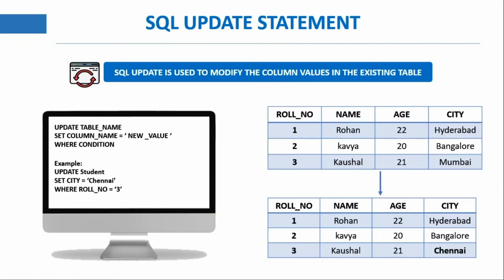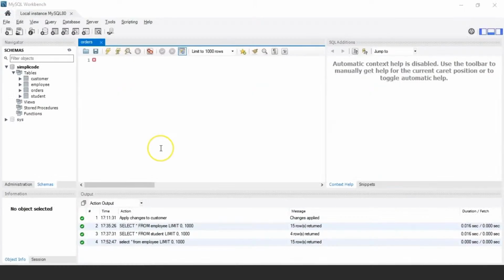Now that we have got an idea on what SQL update statement is and how it works, let us jump into MySQL Workbench for the execution part. As you can see, MySQL Workbench has started, and on the left side we can view the tables that are present in our database SimpliCode. So I'm going to work on the employee table. Let me just display the records that are present in the table.